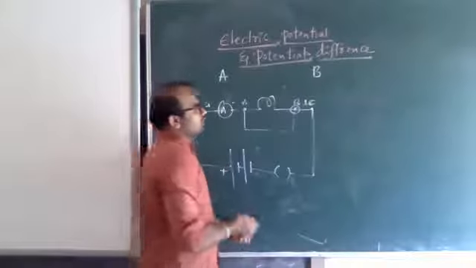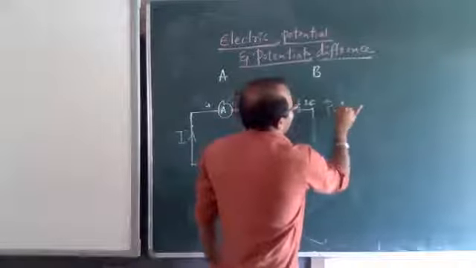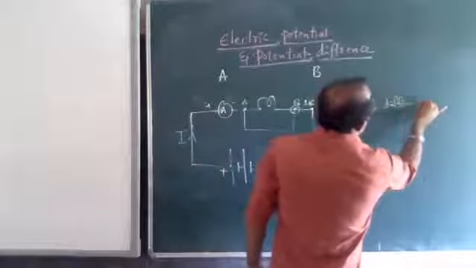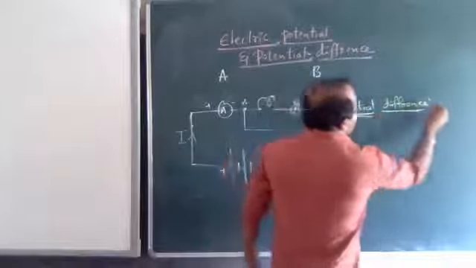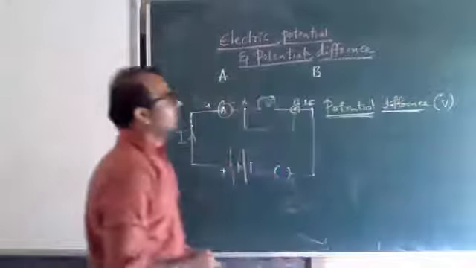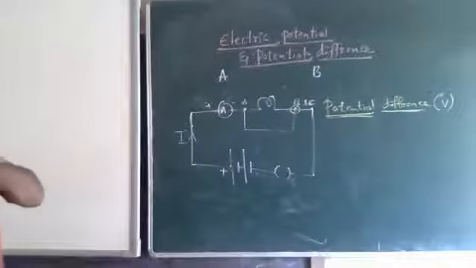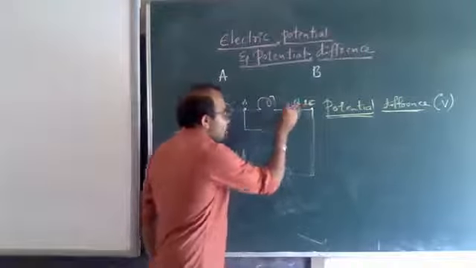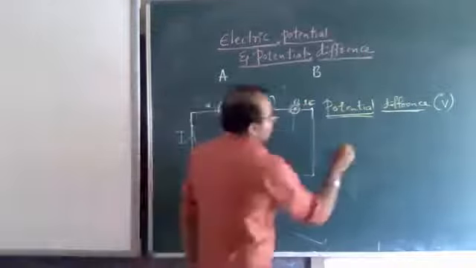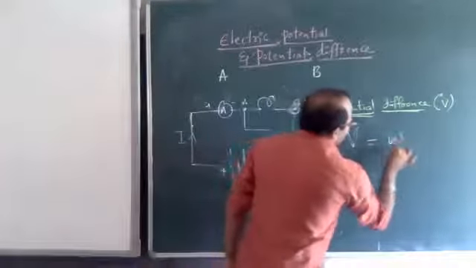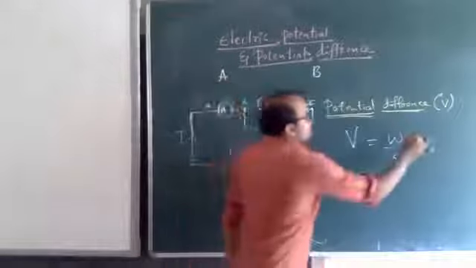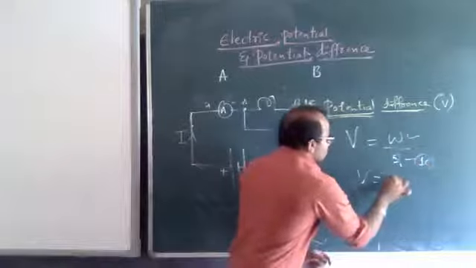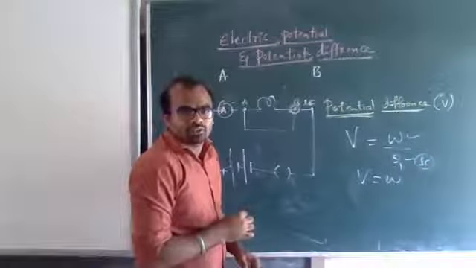So what is potential difference? The definition of potential difference: potential difference is V. It is the amount of work done. Let me tell you the first formula: V equals W by Q. W is work done, Q is charge. So I will keep it as 1 coulomb. Means Q is gone, and V equals W, right?